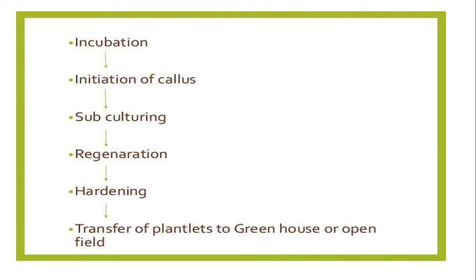After that comes regeneration. The subcultured cells continue growing and regenerate into new tissue or new organs. Then they become stiff or hard, and the plantlets are transferred into the greenhouse or open field, where they develop into a completely new whole plant from that cell. So these are the different steps of plant tissue culture.